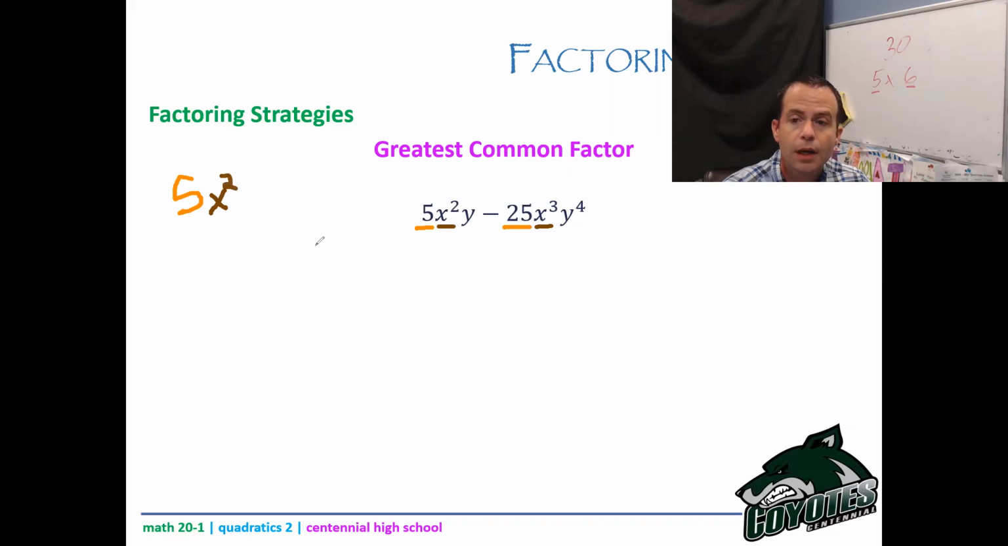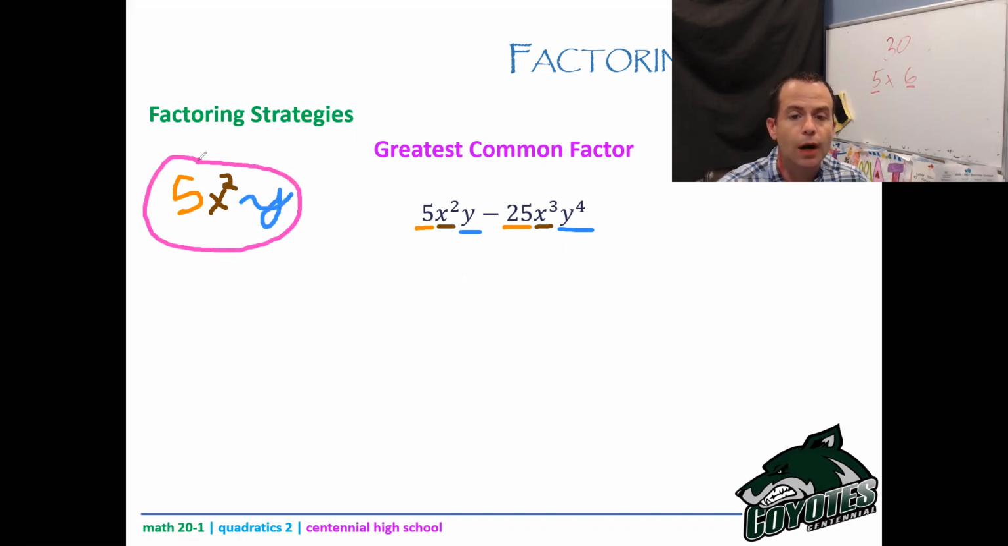Okay, then I'm going to take a look at the y's, and I've got a y here, and I've got a y to the 4 here. So that's like there's one y in this pile, and there's 4 y's all being multiplied together in the other pile. Okay, so what's common to both of those piles? Well, there's a y common to both of those piles. Okay, so my greatest common factor is 5x squared y.